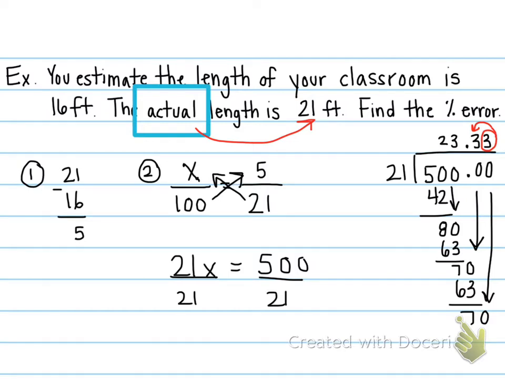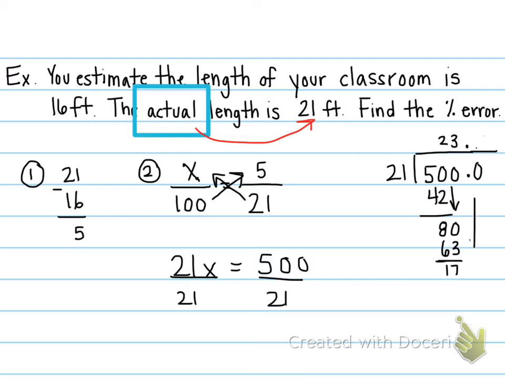Ooh, I messed up. Okay, so in my hurry to get this done before the school day started, I subtracted wrong. So let's go back and erase this part of the problem. And know that 80 minus 63 is not 7, but 17. Still going to bring down that 0. Sorry about that.